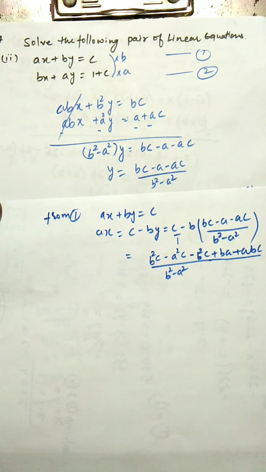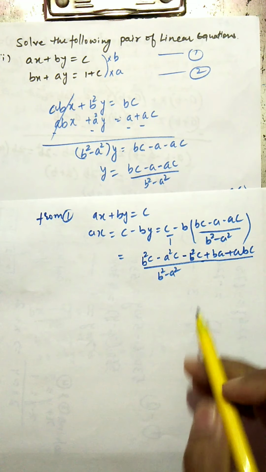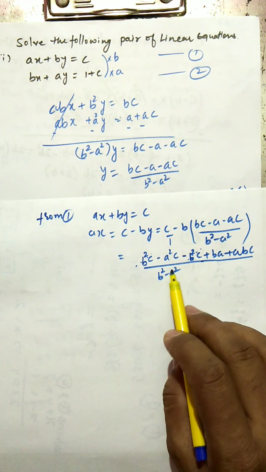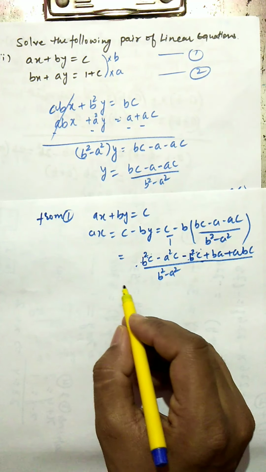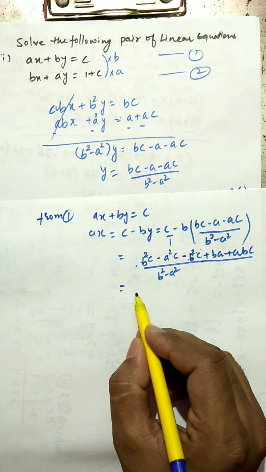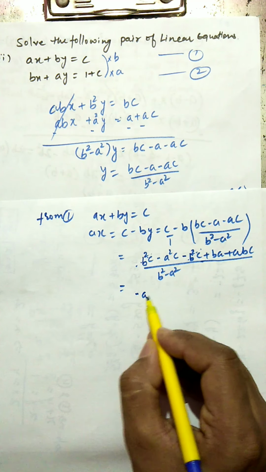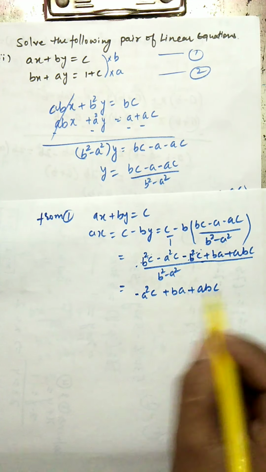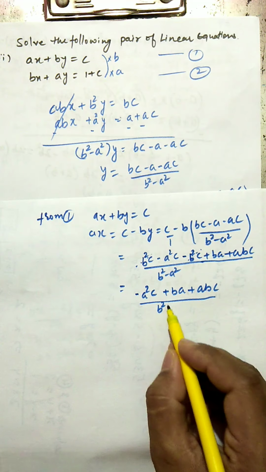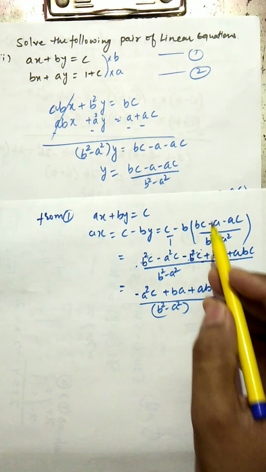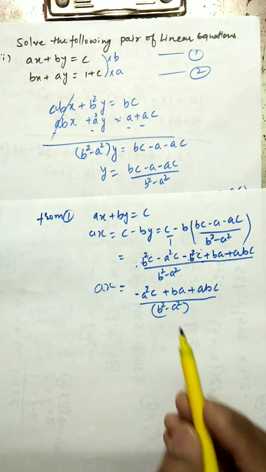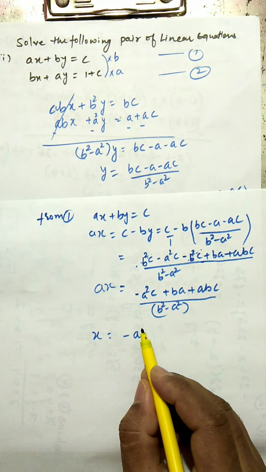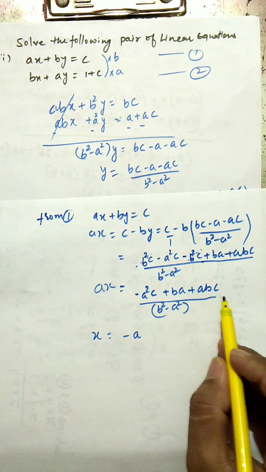After simplifying, you can see that your b²c will get cancelled, and the rest of the elements will remain the same. So this is −a²c, this is plus ab, this is abc, and it's going to be upon b² − a², and ultimately this is your ax. So now, finally, you can write x as minus a². You can take a common from all these.